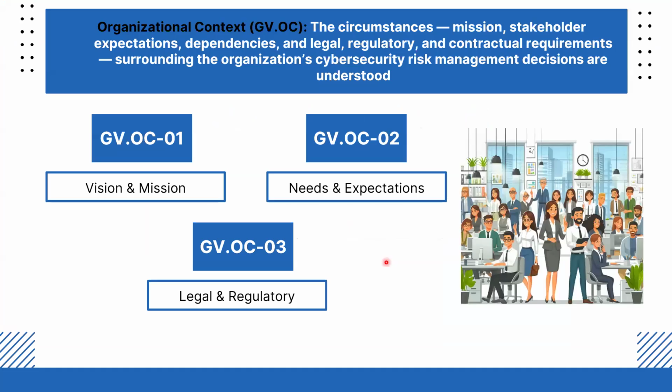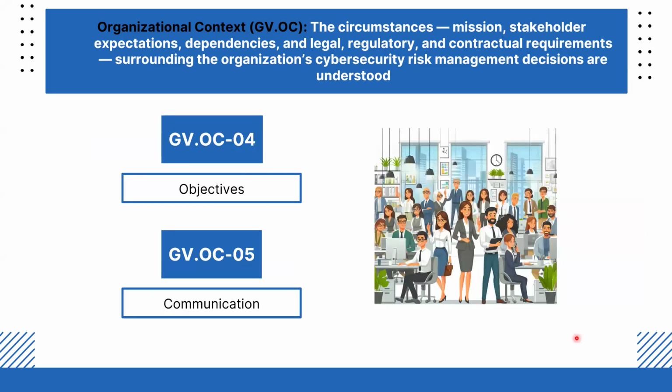So at first, we have the organizational context. As part of the governance, we need to identify the organization's vision, mission, and their goals and objectives with regards to information security. We also need to identify who the internal and external stakeholders are and what their needs and expectations are with respect to information security within the organization. We should also emphasize on identifying and complying with all the legal and regulatory requirements that are applicable to the organization and the services that we are delivering to the customers.